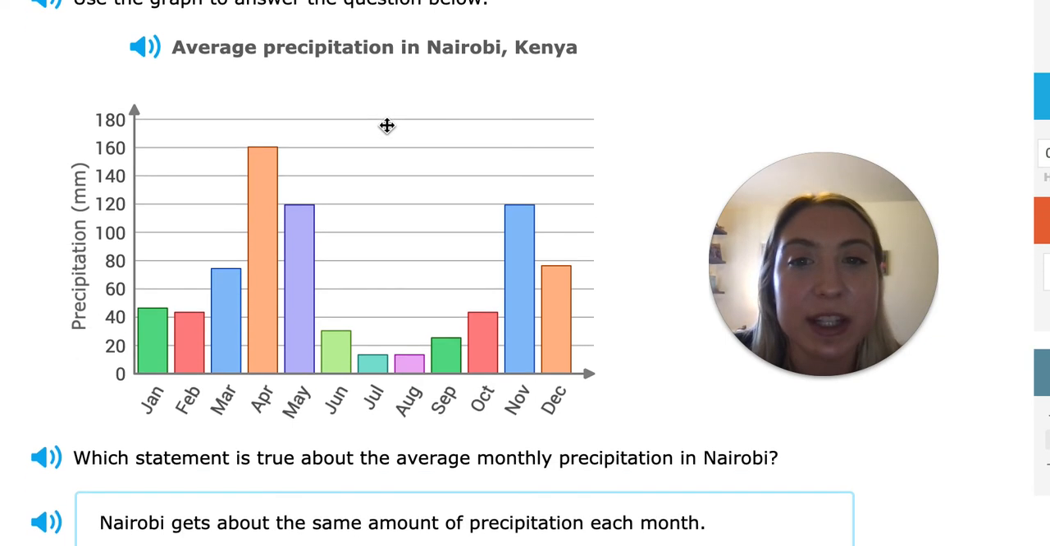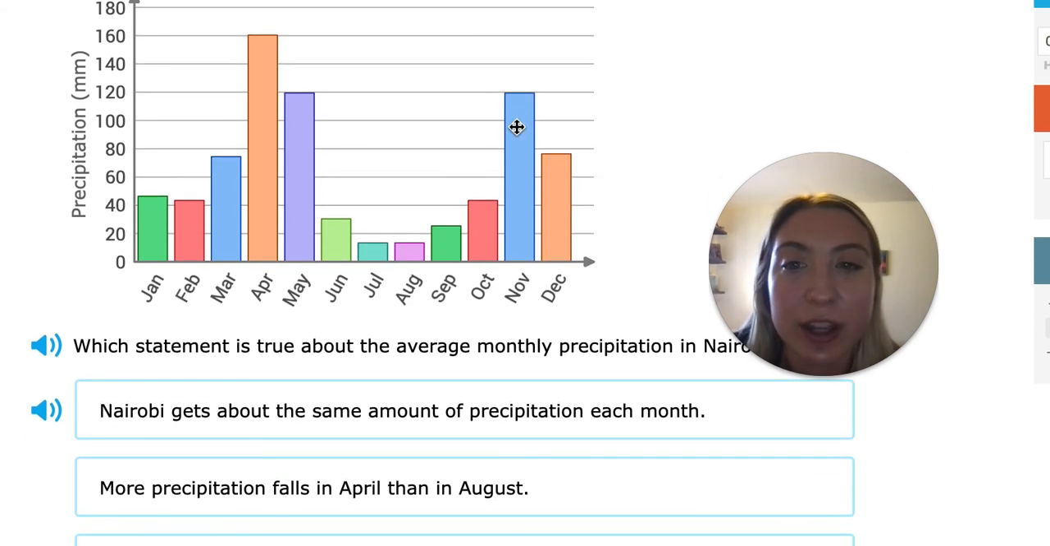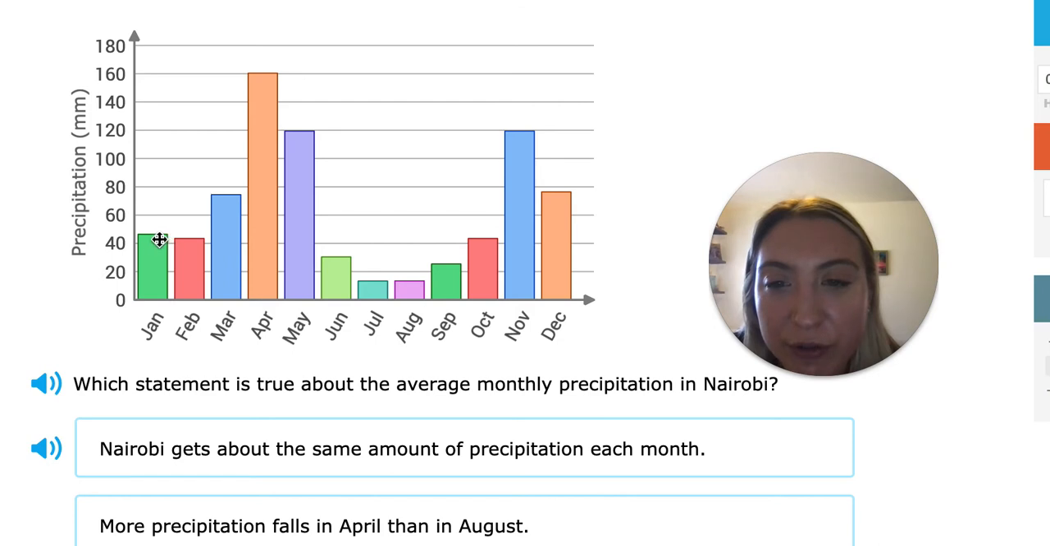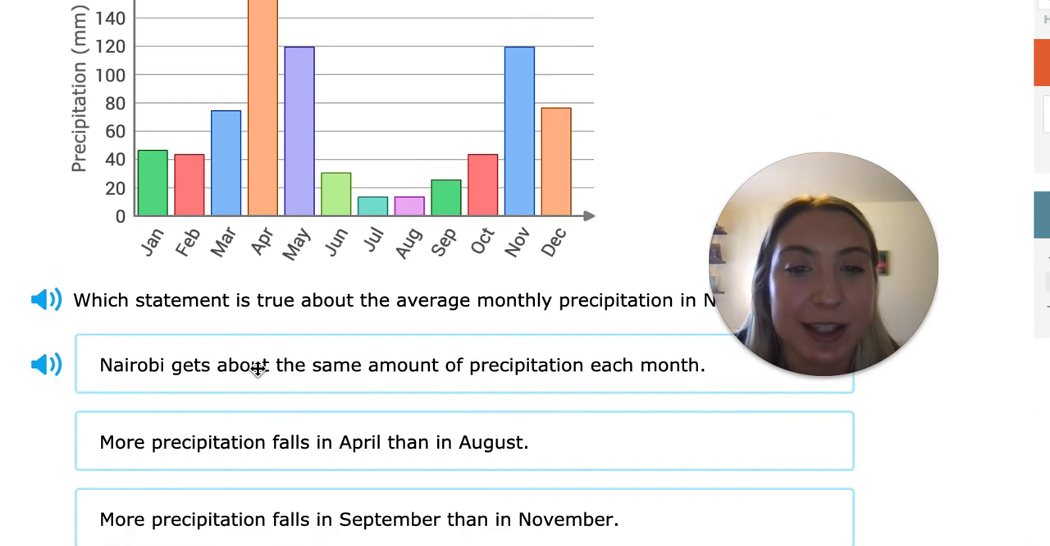So the first thing they're going to give us is a graph to help answer the questions below. So this is the average precipitation, so the average amount of waterfall in Kenya. So here we have the months of the year, and we see these lines are showing how much precipitation in millimeters. So January about 45, February a little less, maybe 43, in April 160 millimeters. So those lines help us see.